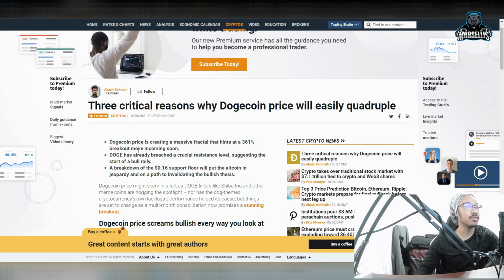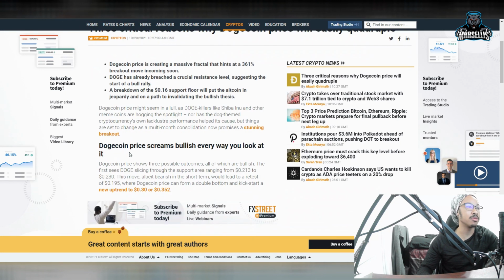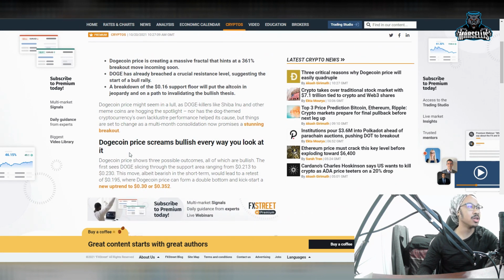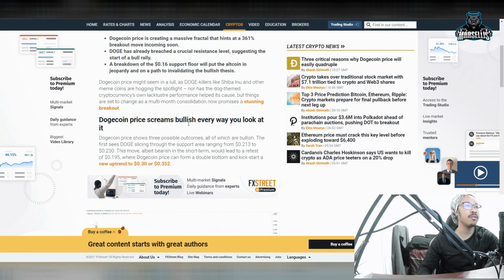Now, a breakdown of the 16-cent support floor will put the altcoin in jeopardy and on a path of invalidating the bullish thesis. And do you really think we're going to go down to 16 cents right now? I don't believe so. I definitely believe we're going to continue to stay bullish here. So Dogecoin price screams bullish everywhere you look at it. Dogecoin price shows 3 possible outcomes, all of which are bullish.